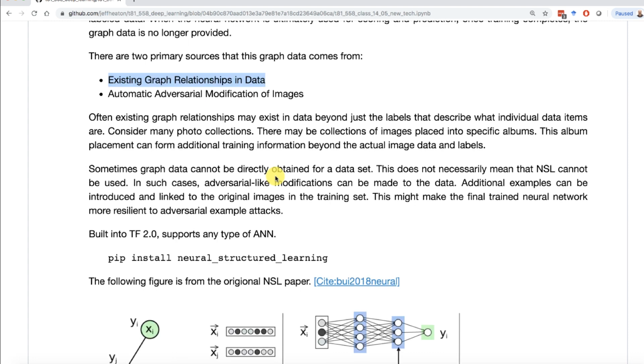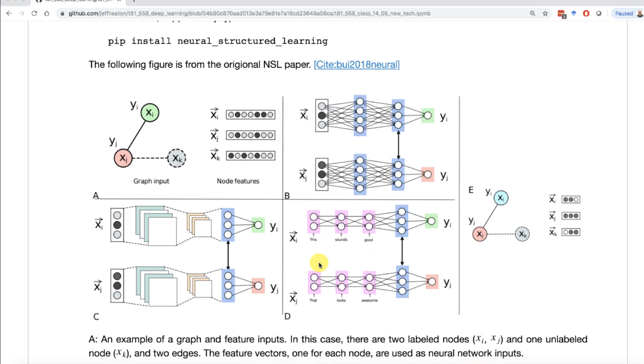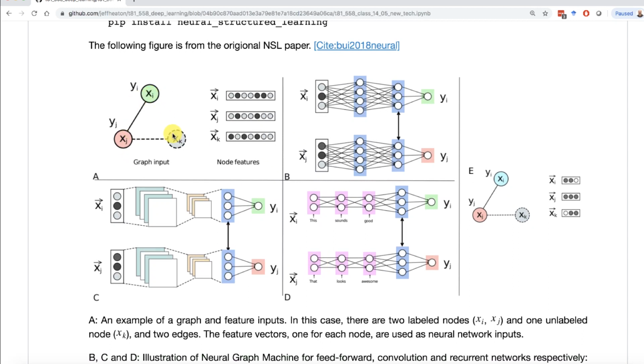Now, NSL is built into TensorFlow 2.0, but you do need to pip install it. So you do a pip install of neural structured learning, and now you have access to these, and you can incorporate them into the graph going into the neural network, and that allows you then to give this additional data to train your neural network better. So this is very good if you want to either incorporate those adversarial example attacks, or if you just have inherent graph data that you want to add to your training set.